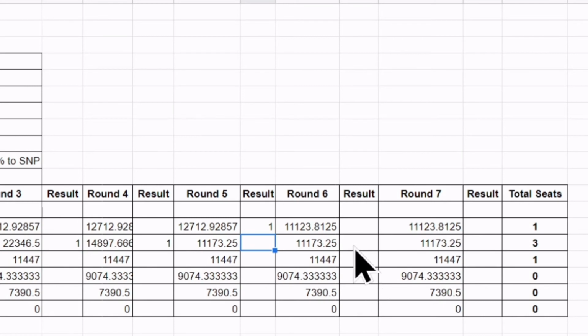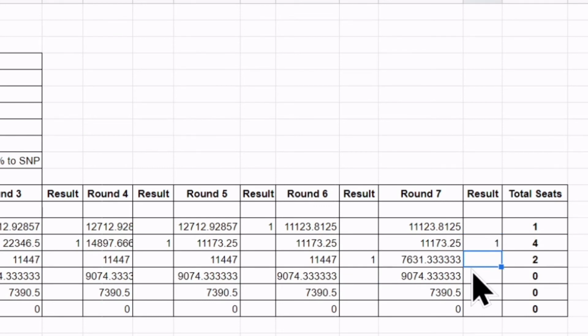And then who wins today? Oh, here we go. This is interesting. Right, so 11447, 11173, 11123. So 11447, that will be Labour. And then 11113 against 11123, 11173, 11123. Tories.